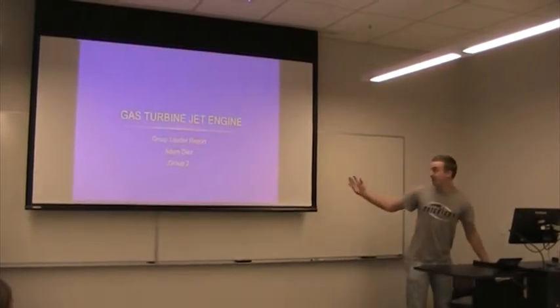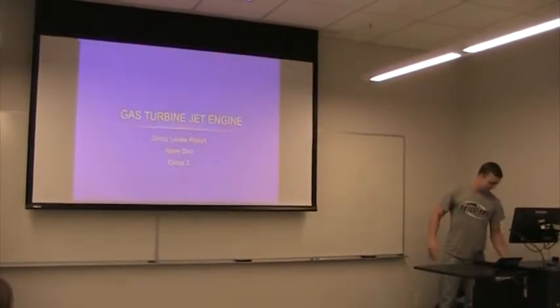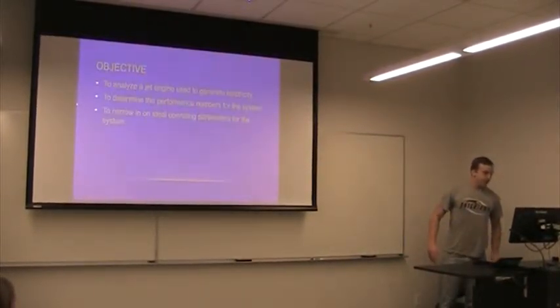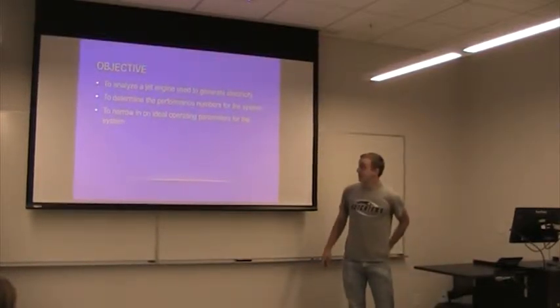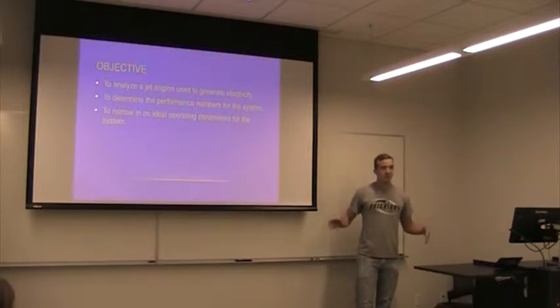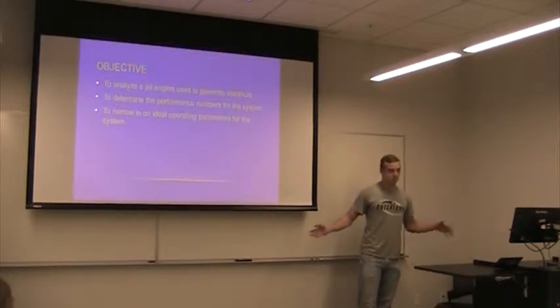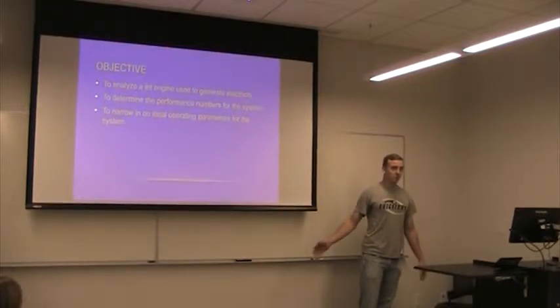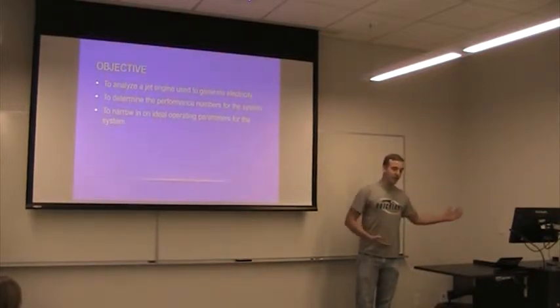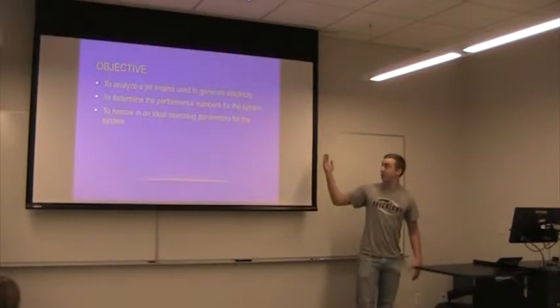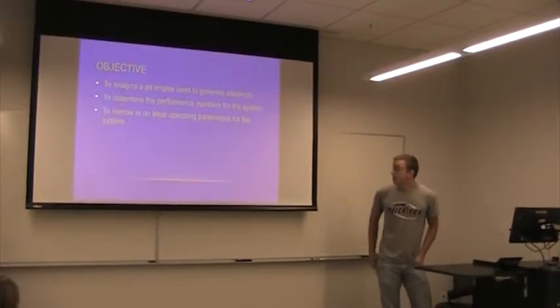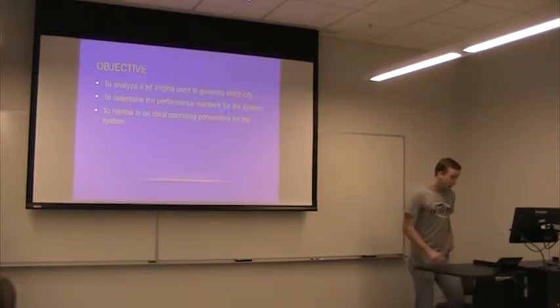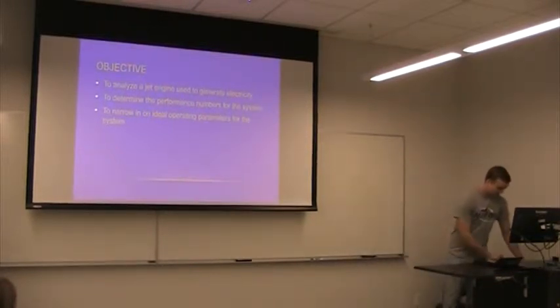I'm going to do the gas turbine jet engine group leader report. So the objective is to analyze a jet engine that's used to create electricity. It makes the electricity in peak times whenever there's not enough in just regular operation. So when demand goes over what the hydrostatic pumps can do, they go with the jet engines. Then we're going to determine the performance numbers for the system and narrow in on ideal operating parameters.